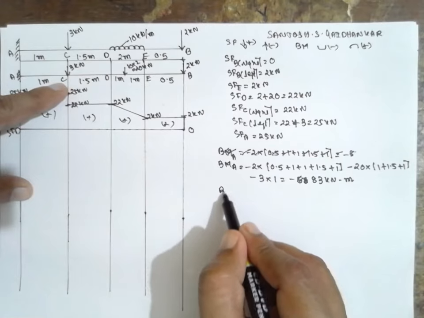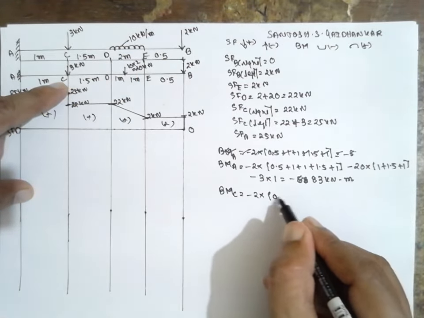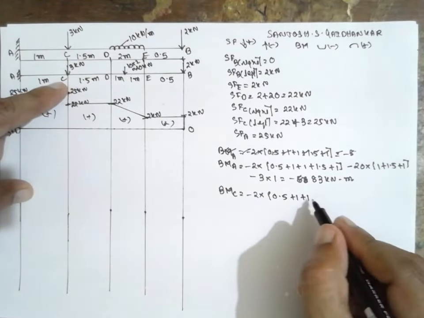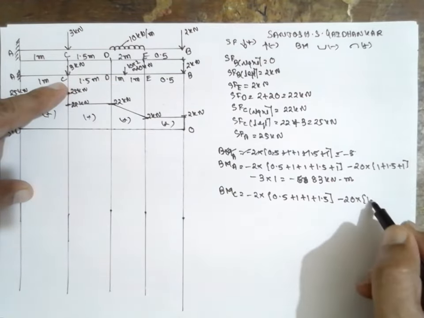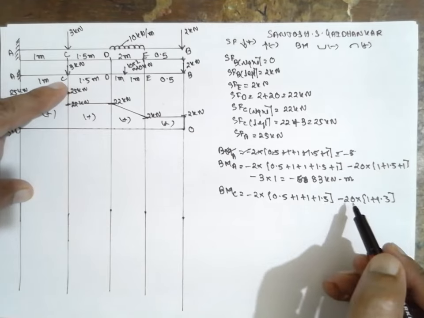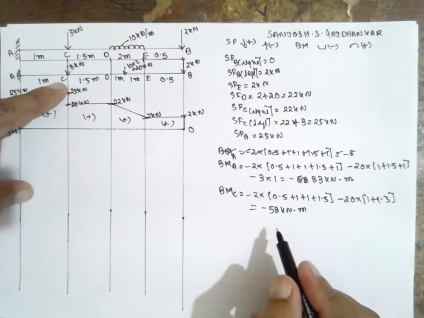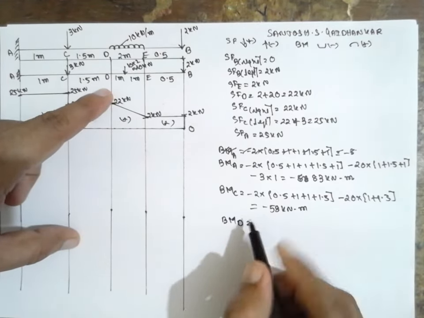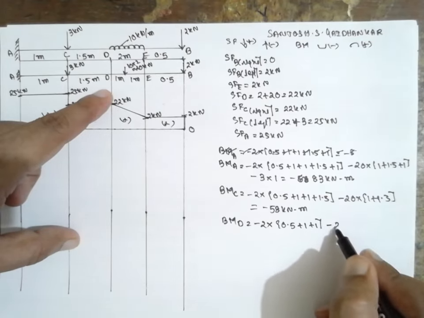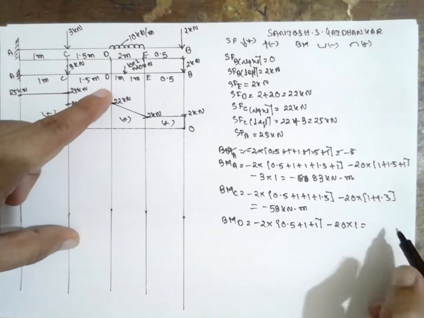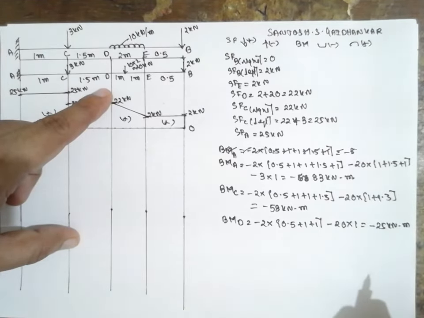Now BM at C. Similarly, it is hogging: minus 2 into distance, 0.5 plus 1 plus 1 plus 1.5, minus 20 into distance, 1 plus 1.5. Answer for this one is minus 58 kilonewton meter. Similarly at D, bending moment at D: minus 2 into distance, 0.5 plus 1 plus 1, minus 20 into 1. Minus 25 kilonewton meter.